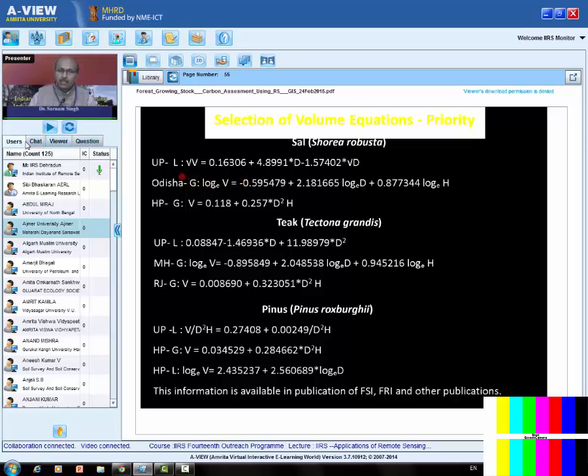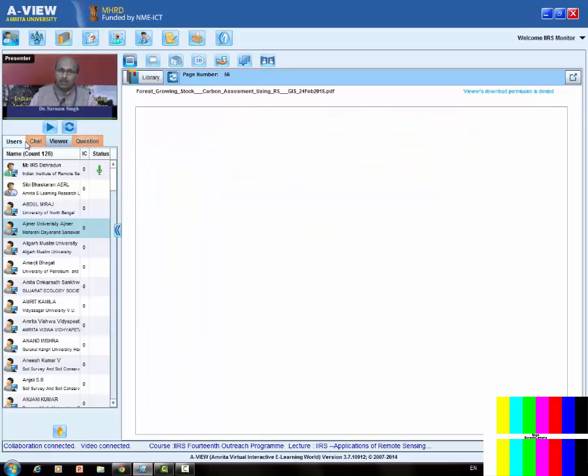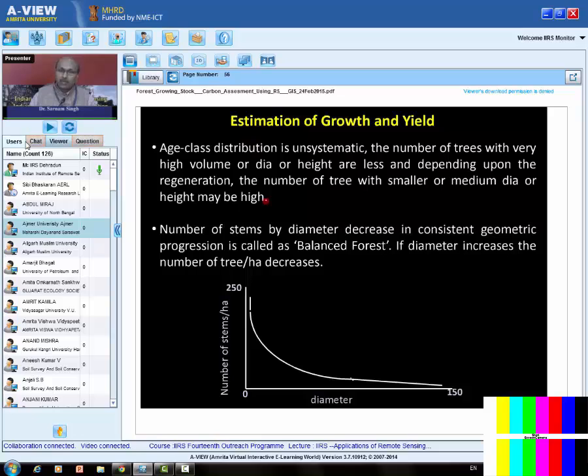This is just an example, like this is for Sal, this is for Teak. These are the volume equations, like this is for UP, this is for Maharashtra, this is for Rajasthan. For different states, different species, and different site conditions, there are different volume equations. So this is a very rigorous task to find a suitable volume equation so that you get an accurate volume estimate based on the observations. For this, we have to do some survey and also some kind of analysis.